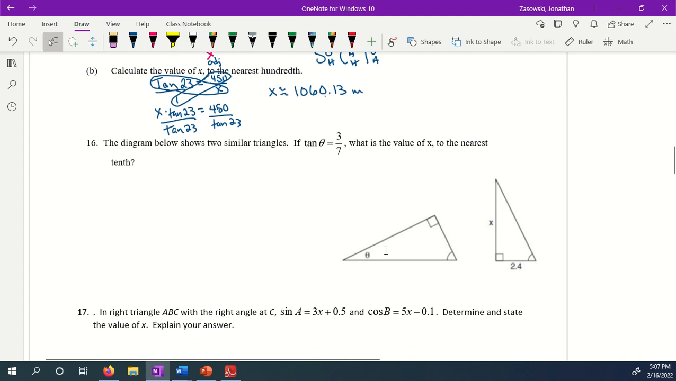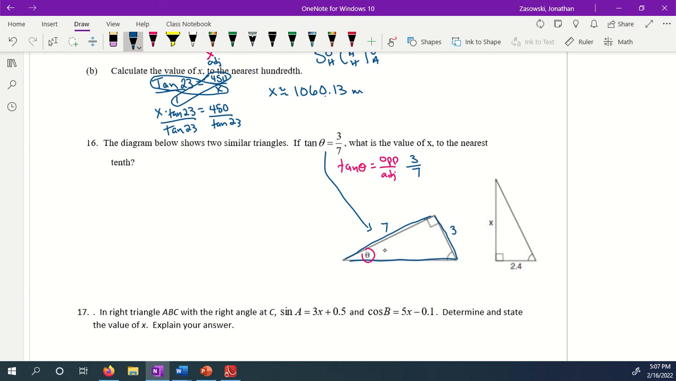Number 16, the diagram below shows the two triangles. It says tangent is 3 over 7. Now here's theta. So when we say tangent of theta, we're actually talking about this triangle right here. Since tangent of theta is equal to the opposite over the adjacent legs, that means the opposite leg is 3 and the adjacent leg is 7. So I can know that this leg is 3 and this leg is 7. I want to find X to the nearest tenth.